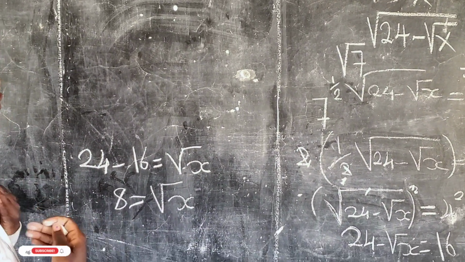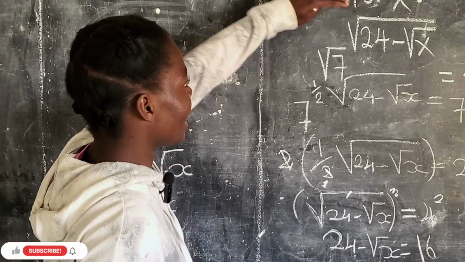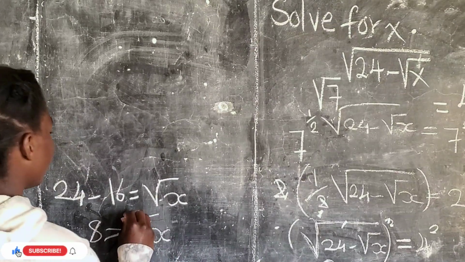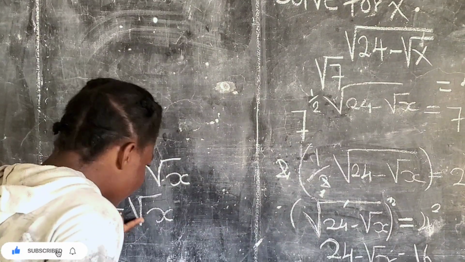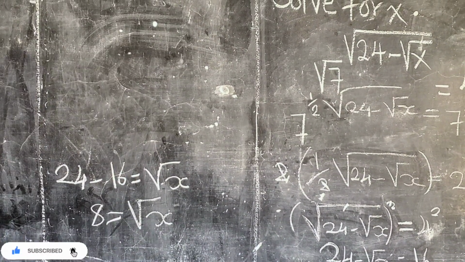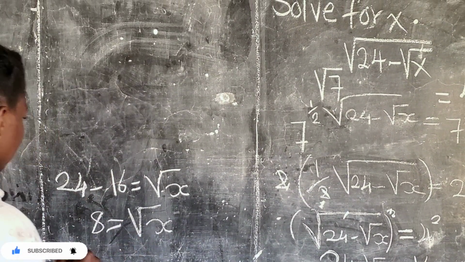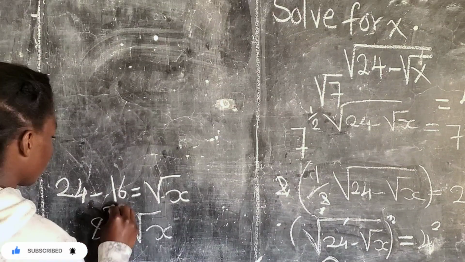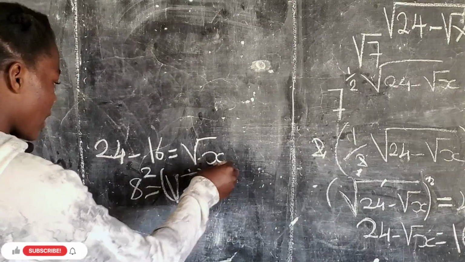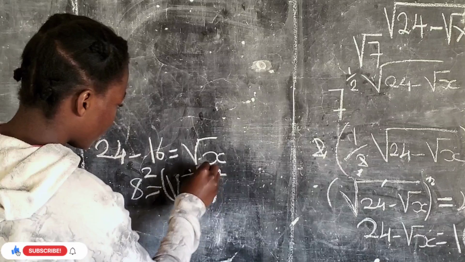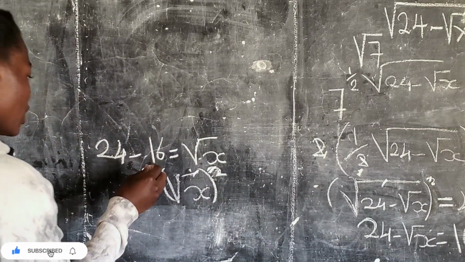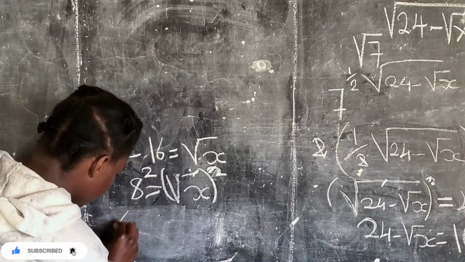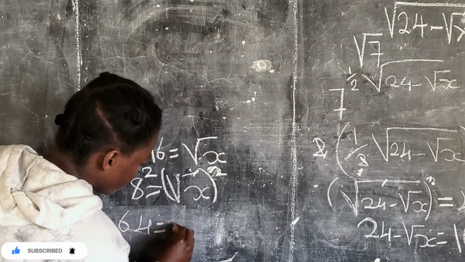Here we're being told to solve for x, not the square root of x with a square root symbol. So to get rid of this square root symbol, we're going to square both sides. The square and this square root symbol will cancel. And then 8 to the power 2 is 64, which is equal to x.